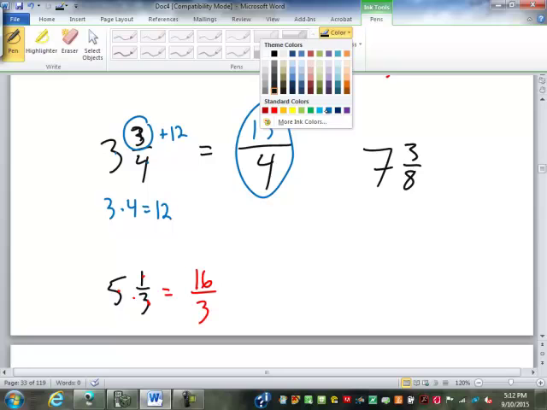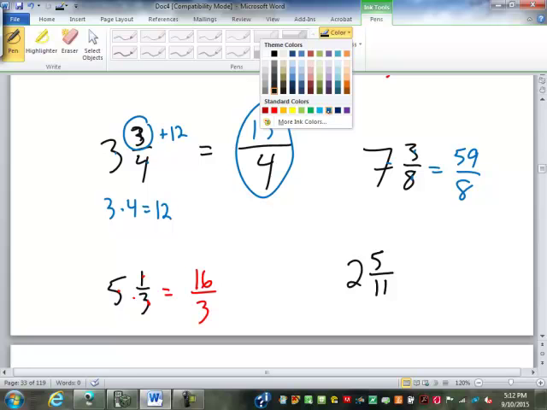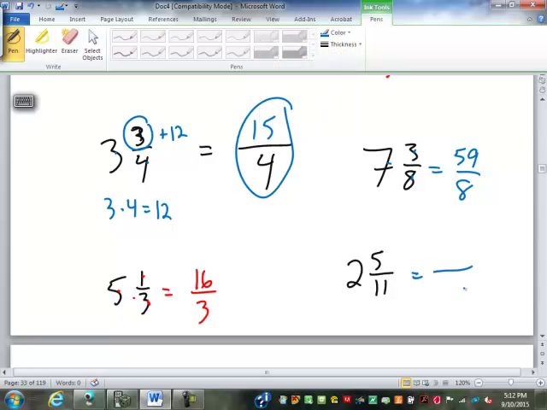So 7 and 3/8. 7 times 8 is 56 pieces from the 7. 56 plus 3 is 59 over 8. Two and 5/11 will become 27 over 11. 2 times 11 is 22, plus 5 is 27. Perfect.